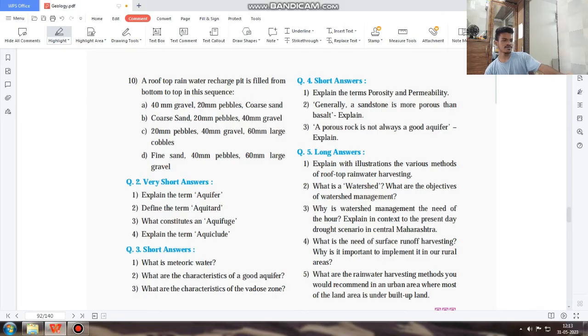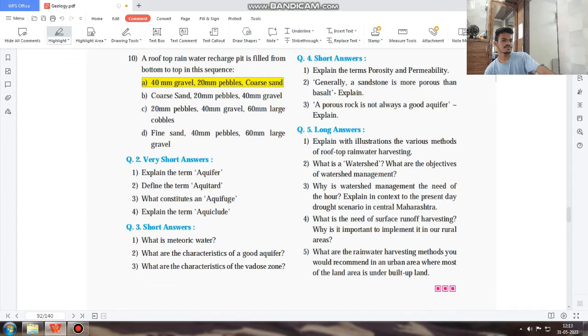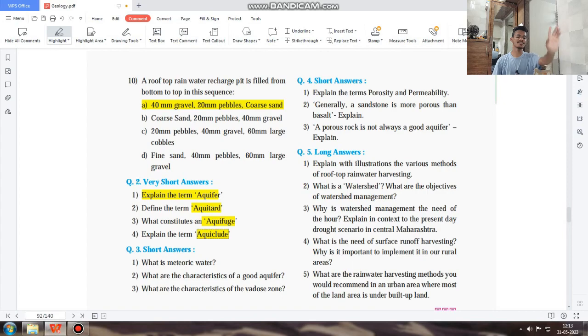Next, okay, last one question is there. Rooftop rainwater, yes, that diagram. Those gravels, pebbles, coarse grains, that, okay? So the answer is filled with bottom gold like this, okay? As I marked over there, explain the term aquifer, aquitard, aquifuge, aquiclude. Everything is there in that paragraph. You can do from there.